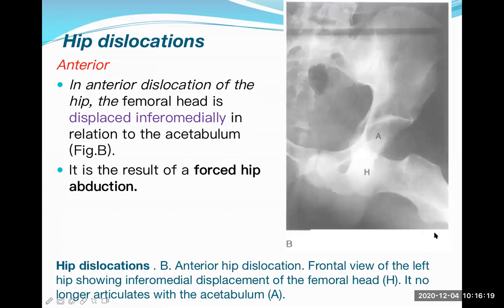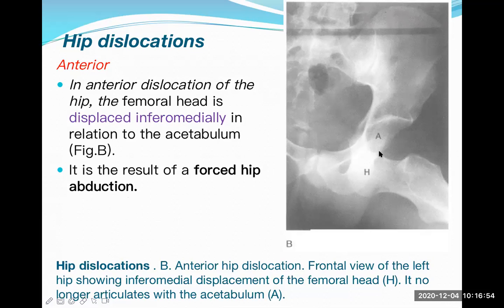Now with this, let's enter into the different types of hip dislocation. It starts with anterior. In anterior dislocation of the hip, the femoral head is displaced inferomedially in relation to the acetabulum, or in other words, it is present anterior to the acetabulum. It is the result of forced hip abduction. Very powerful force is necessary for this type of dislocation, and hip should be struck in the position of abduction.